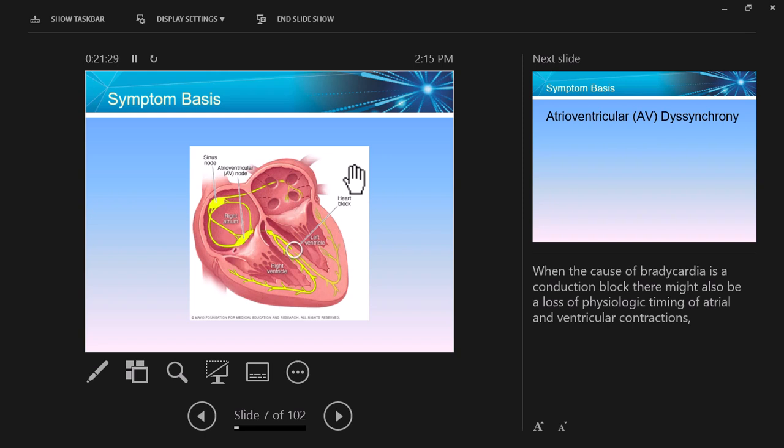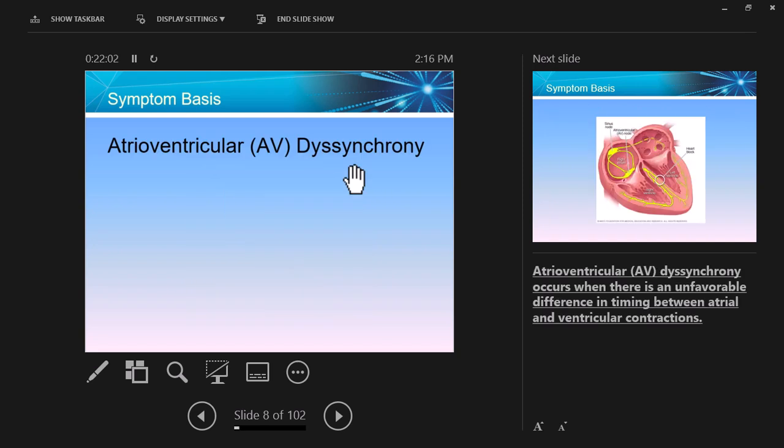Okay, so it doesn't conduct electricity and doesn't contract. Now, if it doesn't conduct electricity, the impulse still has to get through the heart to depolarize it. So what does it do? It takes the long way around. That's going to throw off this type of rhythm here. If that rhythm is thrown off, even for a fraction of a second, what's that going to do to our cardiac output? Yeah, it's going to decrease it. That condition of when that occurs is known as AV dysynchrony.